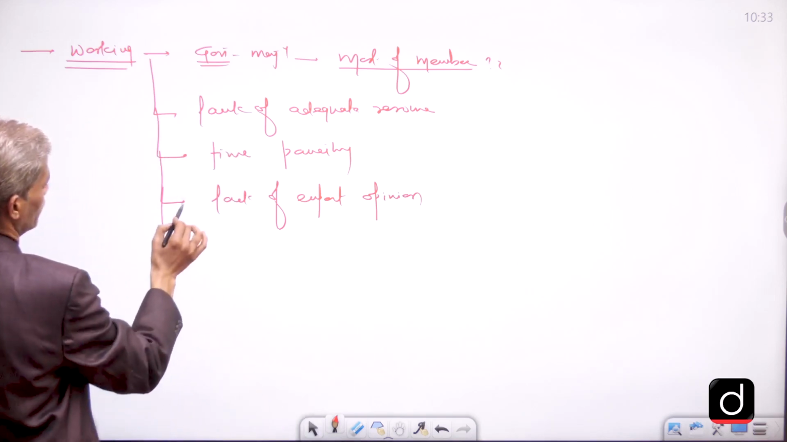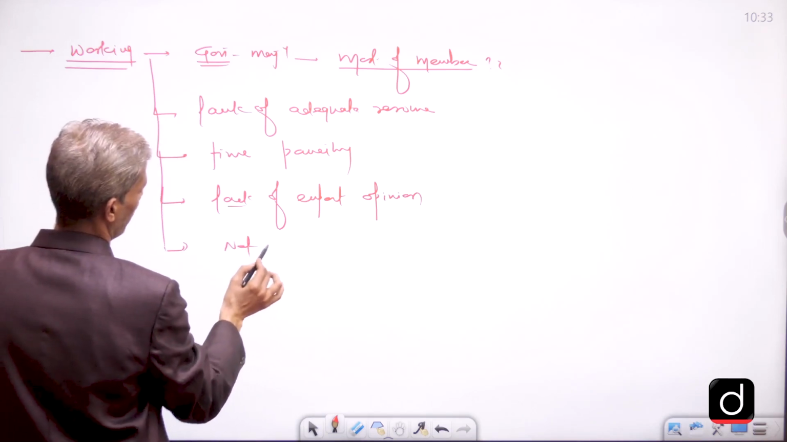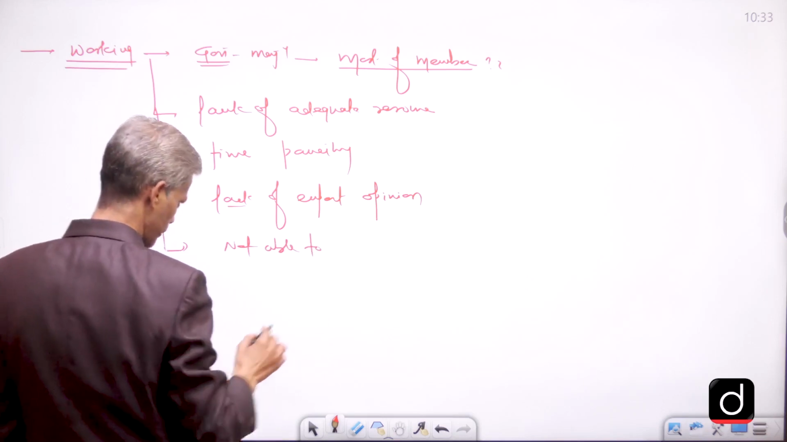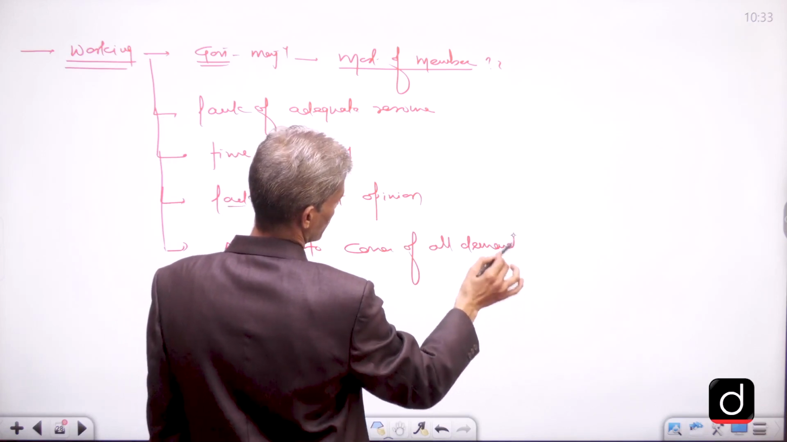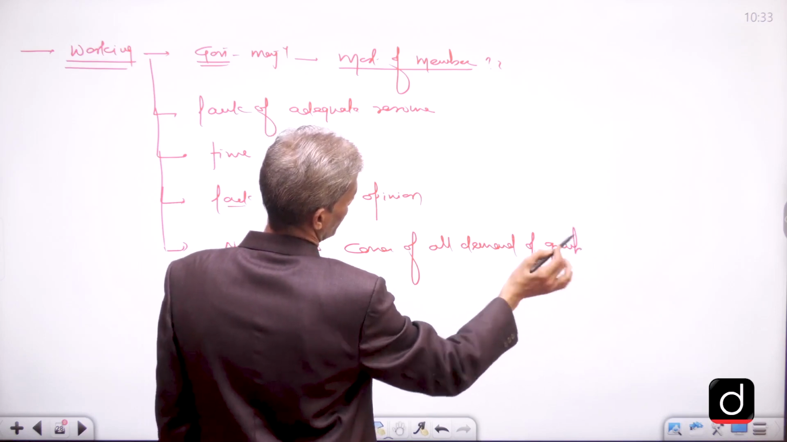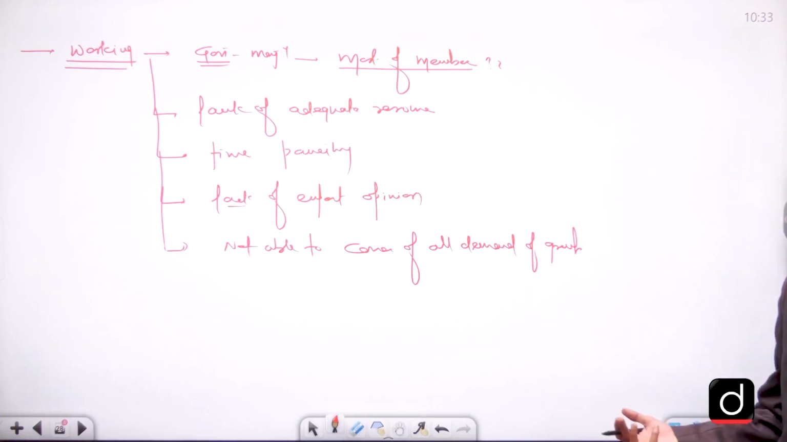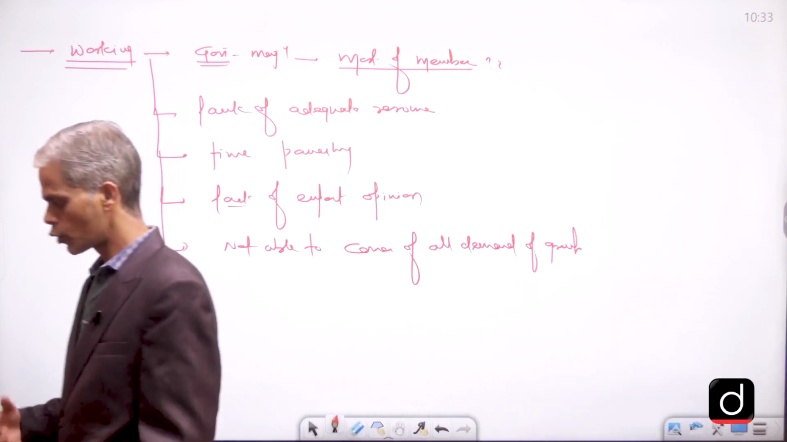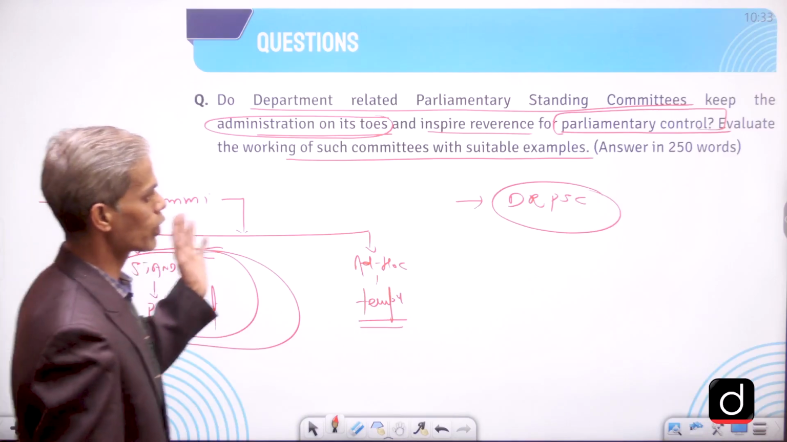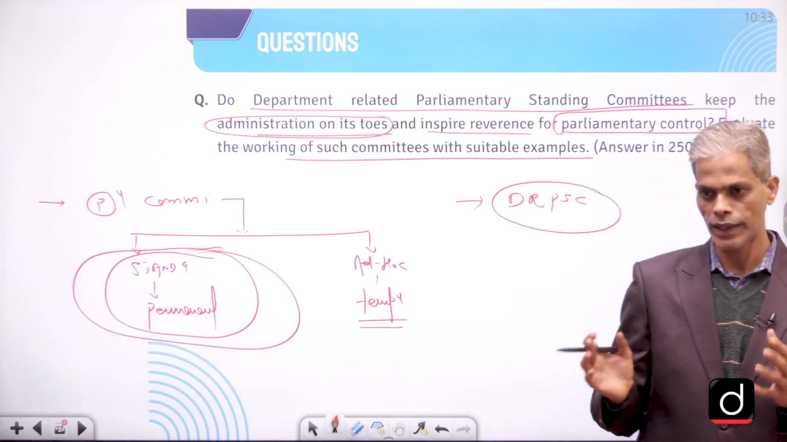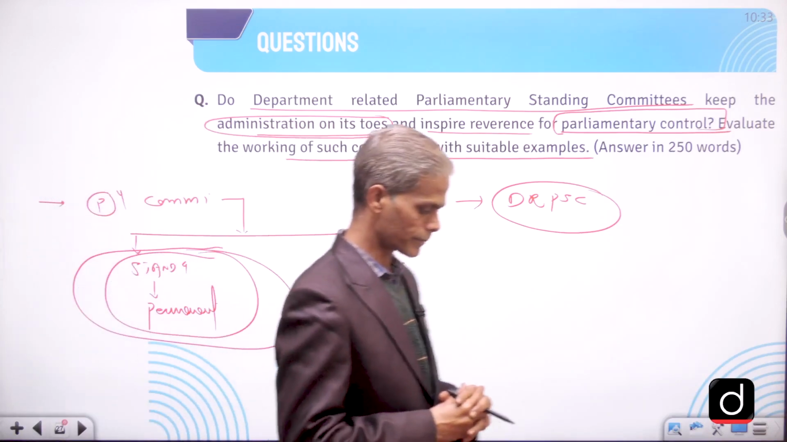This could be one more limitation we can mention. Plus, they are not able to cover all the demands for grants. They scrutinize selective demands. Again, with limited resources, limited time, and lack of expert opinion, though they can take expert opinion, these are some of the loopholes which need to be plugged. Otherwise, we can say their overall effectiveness in exercising parliamentary control is justifiable, and that's why they are functioning, and their number has also been increased in the past.